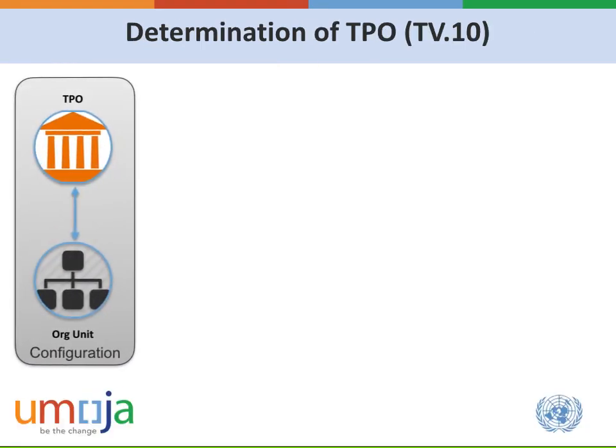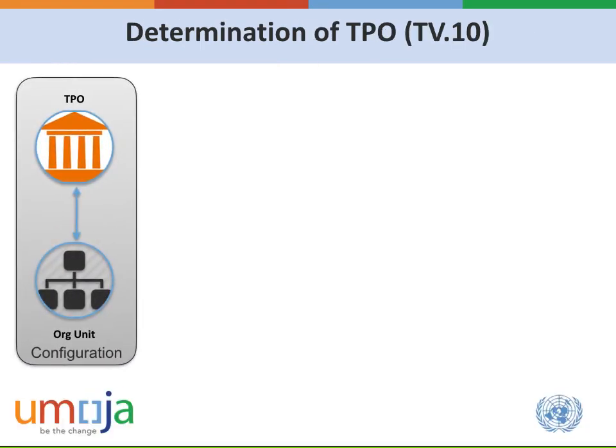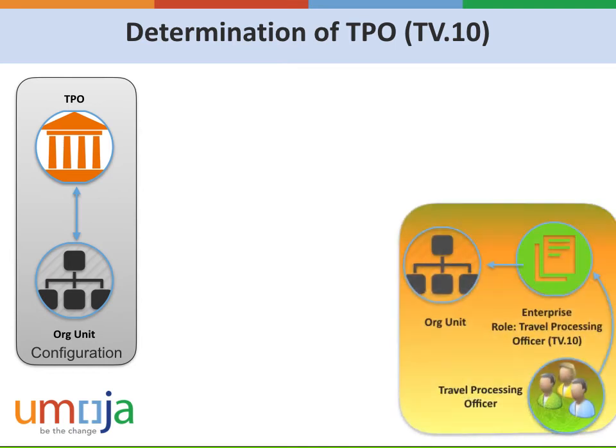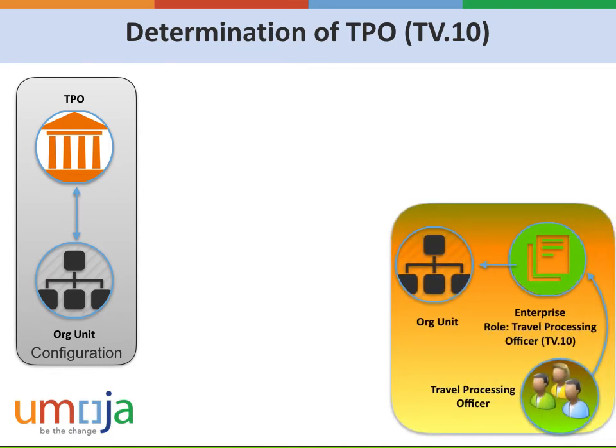The next is the travel processing office. Before going to the travel processing office, we need to understand a small configuration in SAP where a travel processing office is linked to an organizational unit by customization. It is done by the travel team and it is already available. Then, the user management team manages the assignment of the enterprise role to an organizational unit. So the travel processing officers are linked to an organizational unit using an enterprise role.